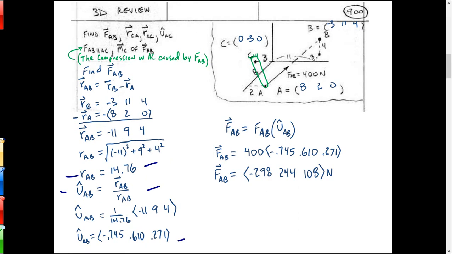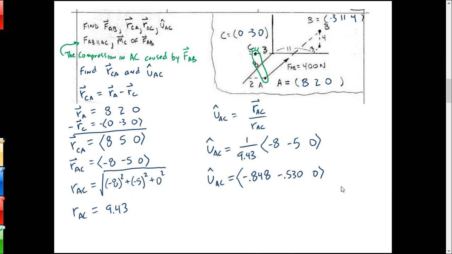Once I have that, I can scale it up by the force magnitude, which is 400, and I'll get a force from A to B. In this case, negative 298, 244, and 108. Okay? So that's step the first there, get the force vector from A to B. Okay.